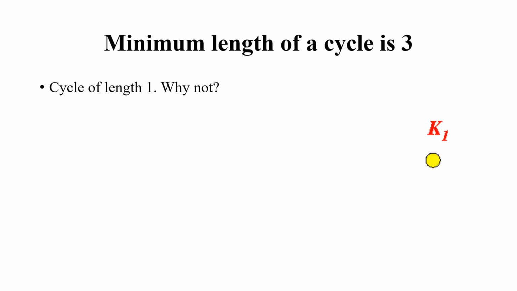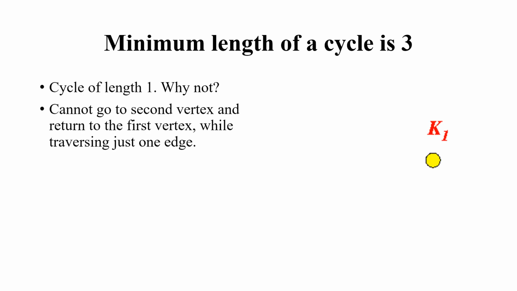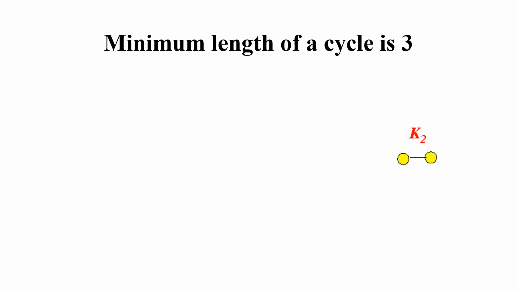Now what if we have a cycle of length 1? We cannot go to a second vertex and return to the first vertex while traversing just one edge because there is no second vertex. Okay, so it is not possible.